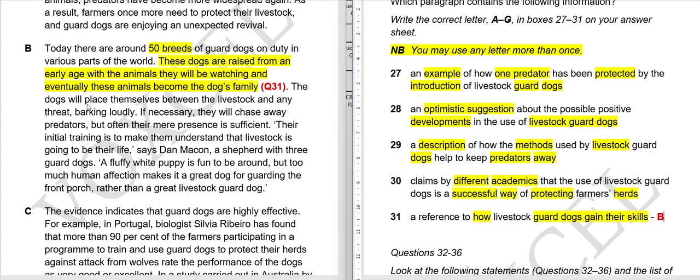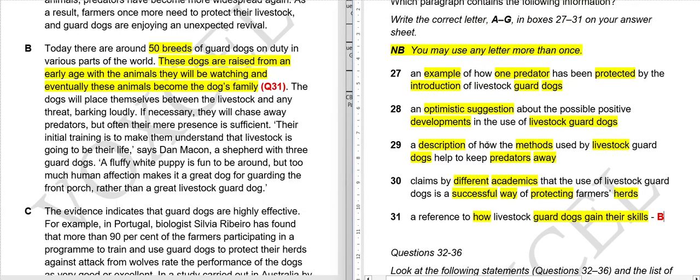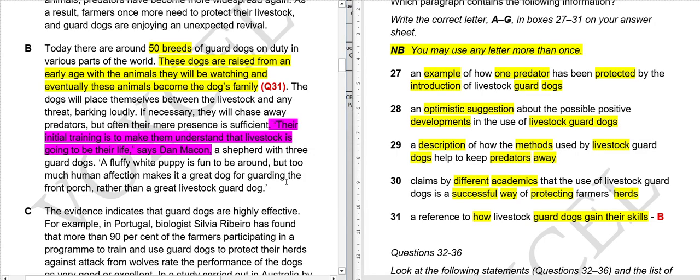Further, the dogs will place themselves between the livestock and any threat, barking loudly. If necessary, they will chase away predators, but often their mere presence is sufficient. Their initial training is to make them understand that livestock is going to be their family, says Dan McCone, a shepherd with three guard dogs. Let's see, Dan McCone is. Yes, we have this. This is in inverted commas, so I will mark it in this particular picture. Okay, a shepherd with three guard dogs.